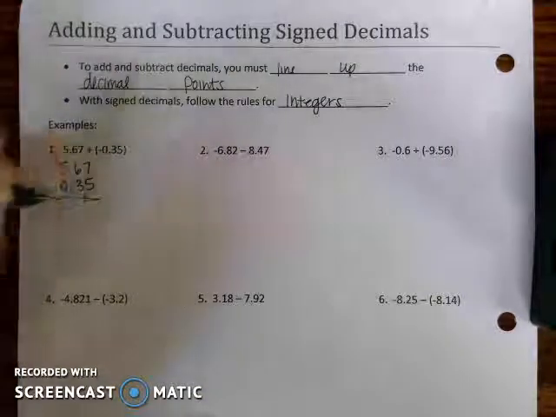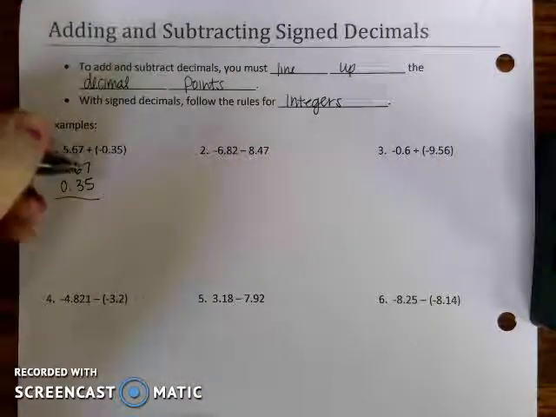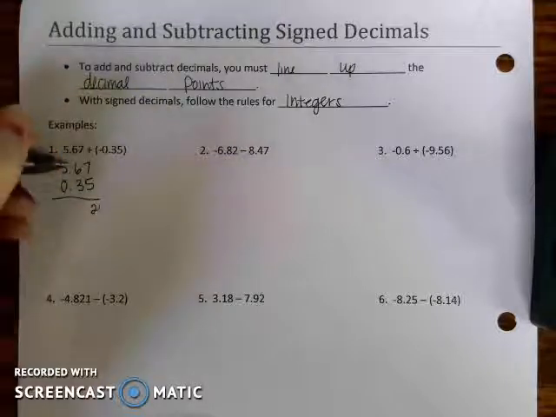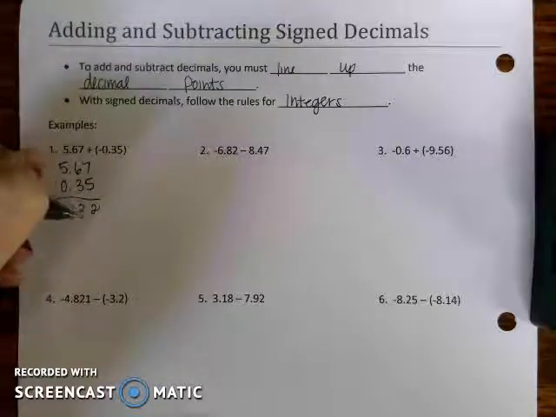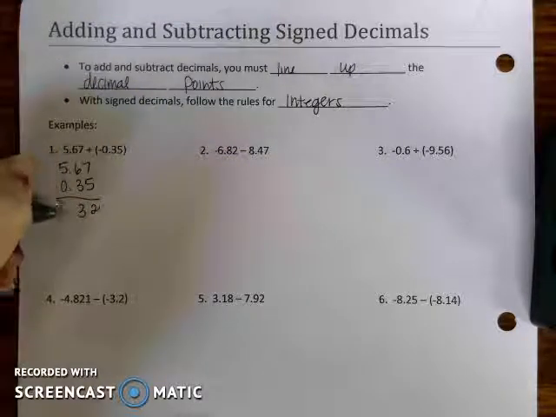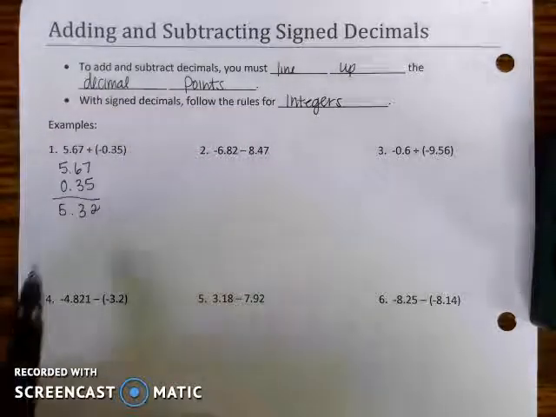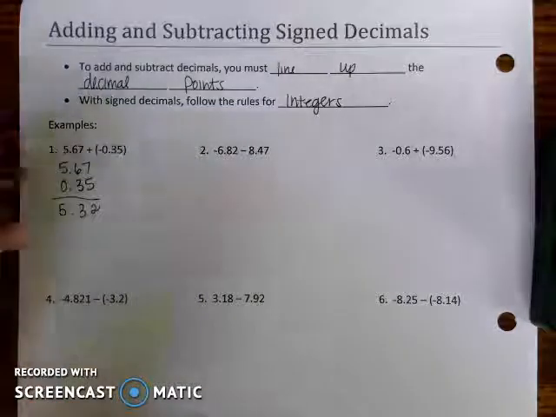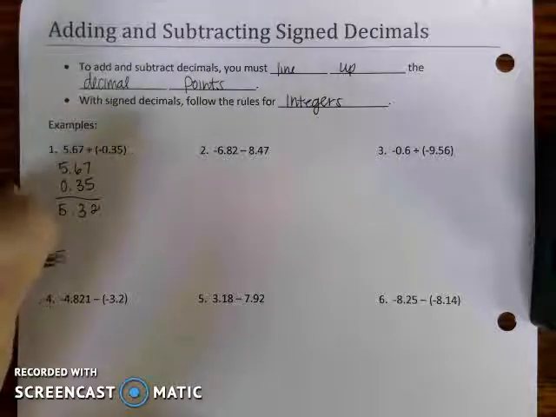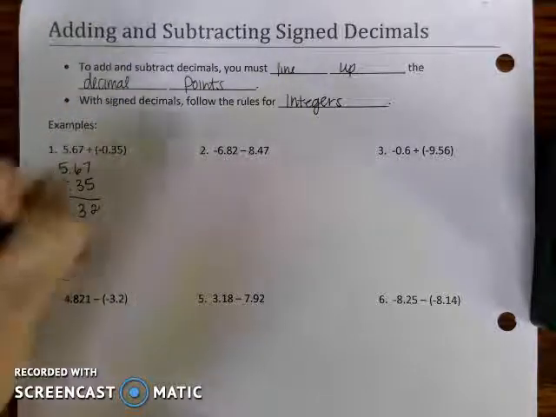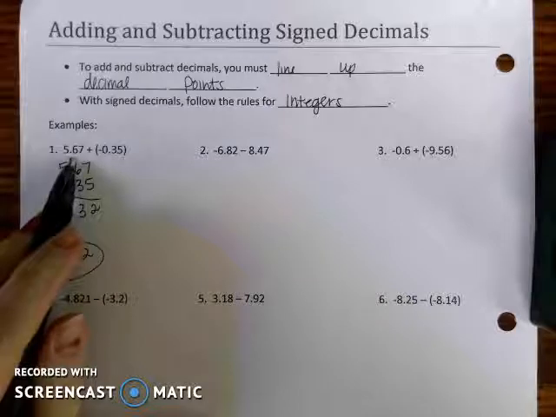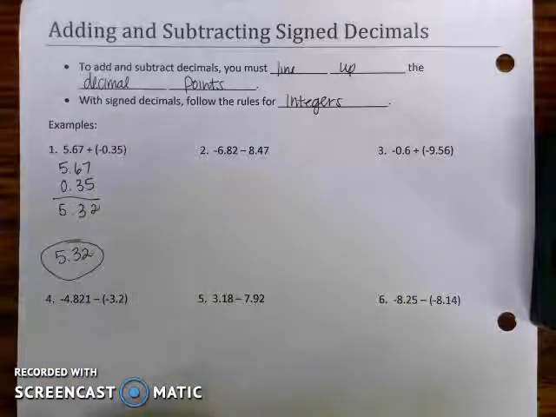So when I do that subtraction, I am going to get 7 minus 5 is 2, 6 minus 3 is 3, 5 minus 0 is 5. So I get 5 and 32 hundredths, and that remains positive. I'll rewrite it down here. That remains positive because I have greater absolute value in my positive number.